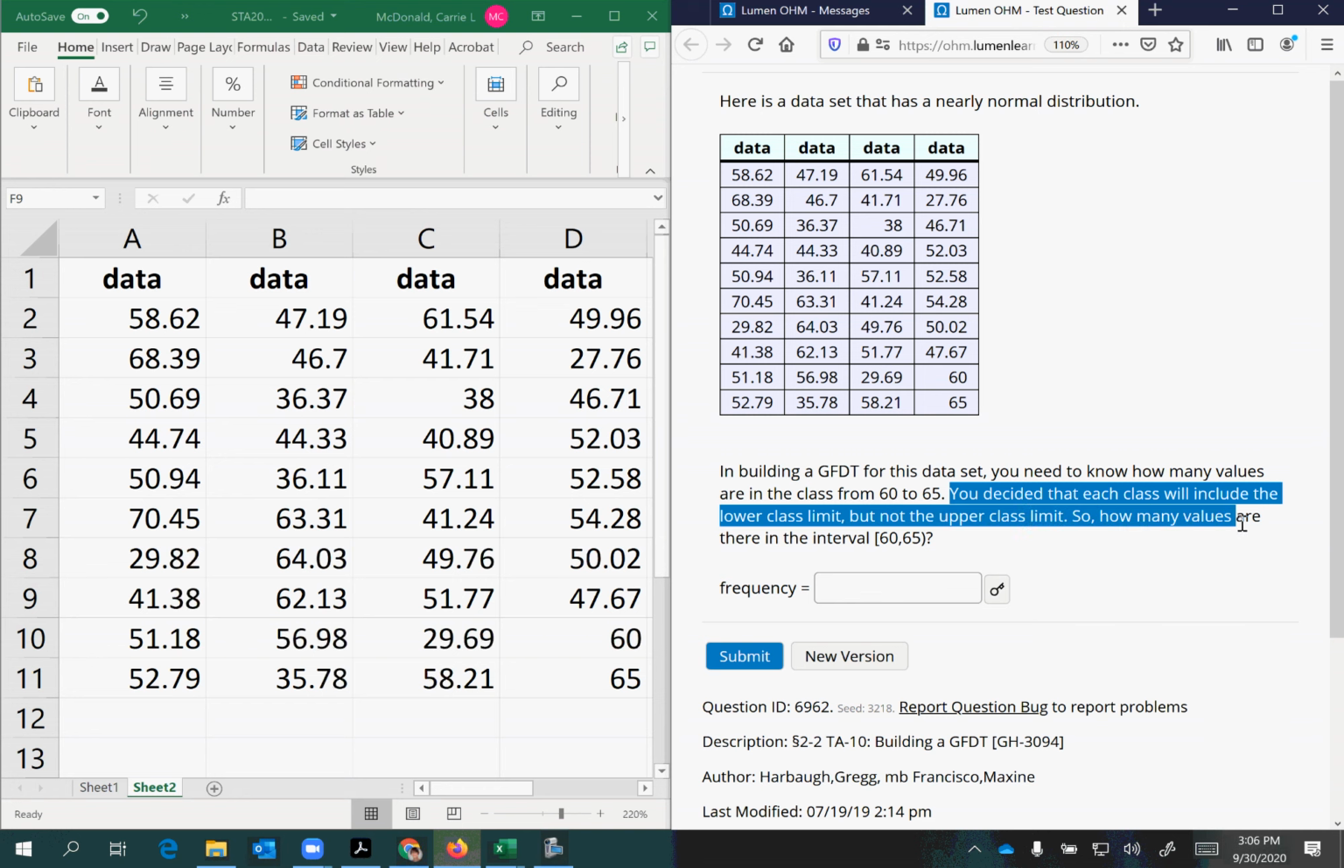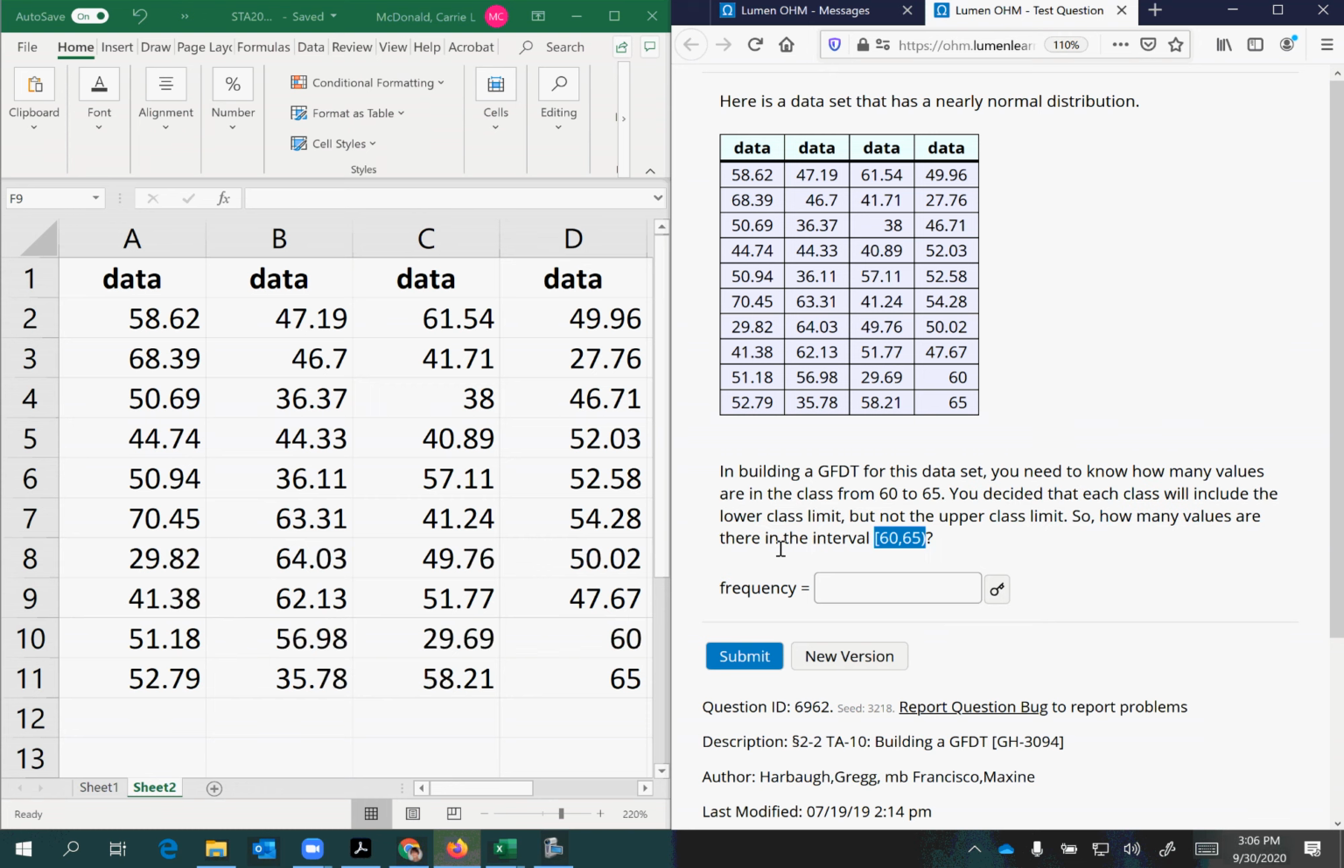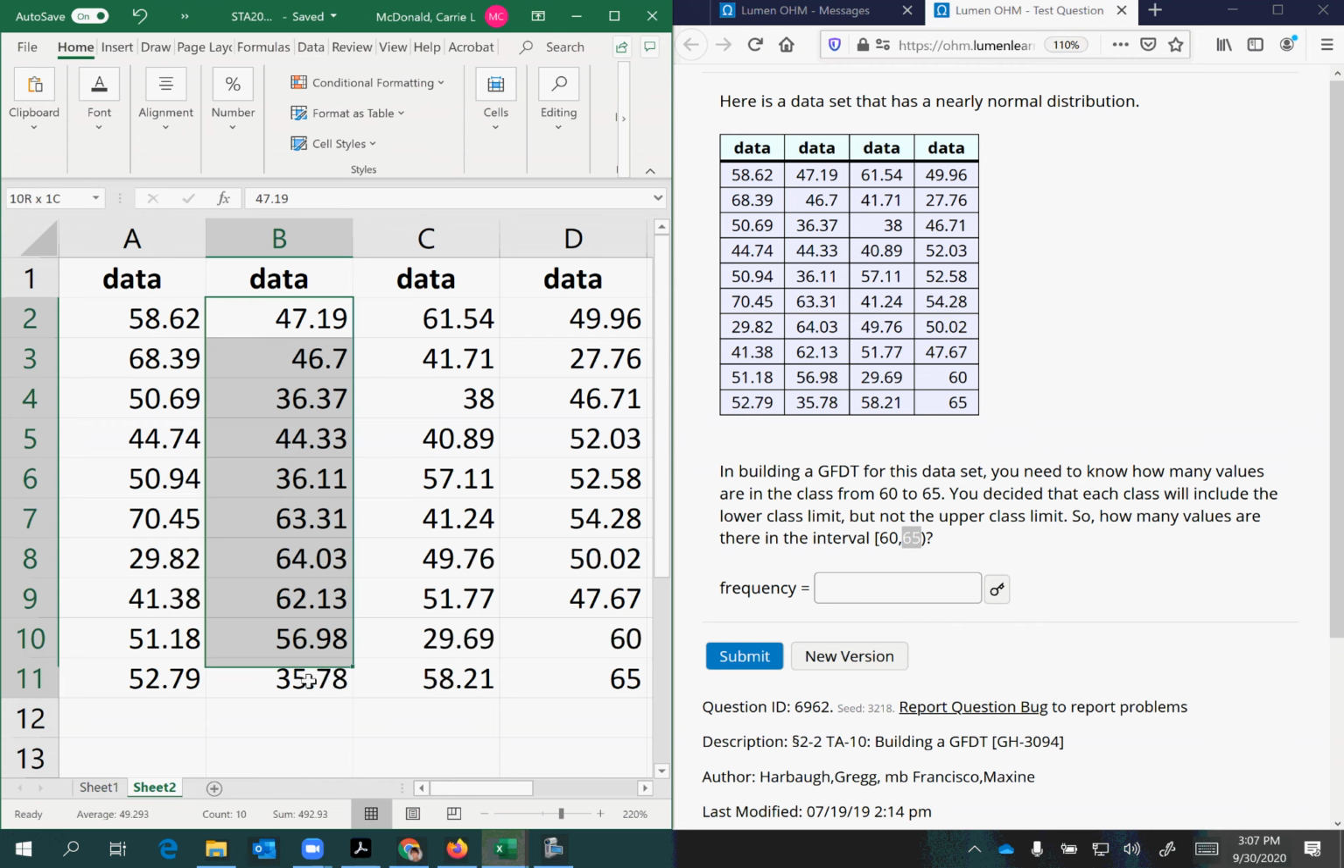So how many values are in the interval where 60 with the square bracket means you're including 60, and then all the values after 60 up until 65 and not including 65, because we have a soft parenthesis, right? Including the lower class limit, that's what it said here. You decided that each class will include the lower class limit, which here is 60, and not the upper class limit, which is 65. All right, so now we just need to count all the values that fall into that interval.